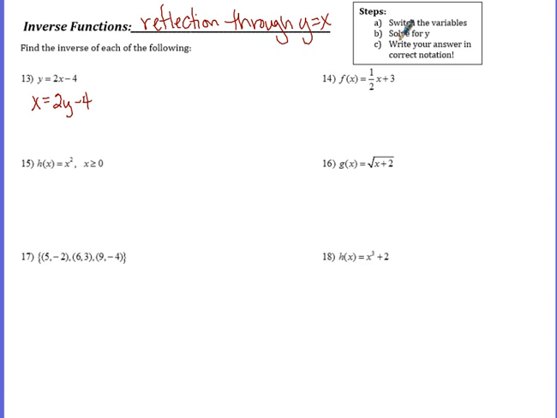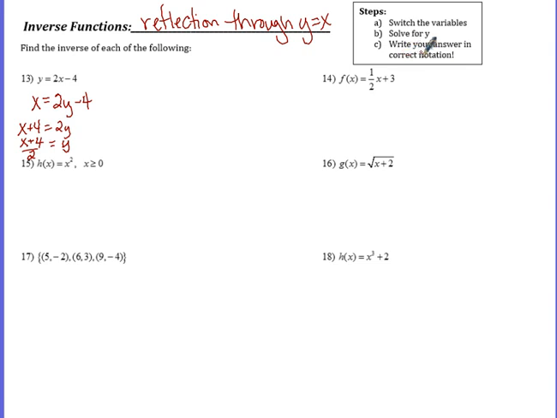The second step is I need to solve for y. I can't leave it like this. I need to state my function as a y equals. So I do the steps for that. I add 4 to both sides, so x plus 4 equals 2y. And I divide both sides by 2, so y equals x plus 4 over 2. So that's my second step.